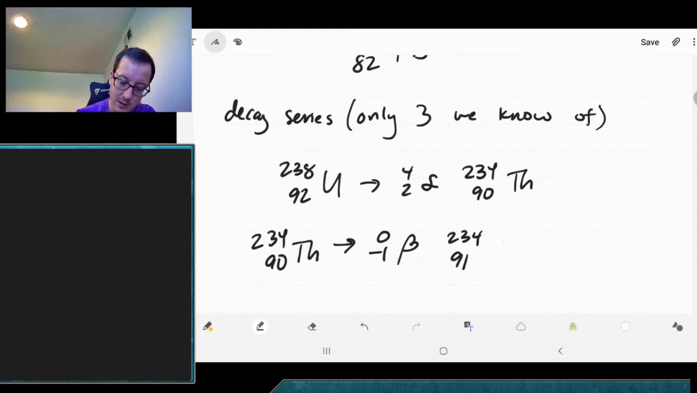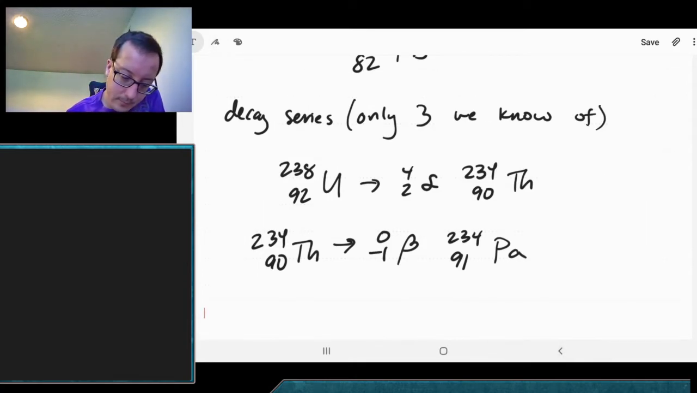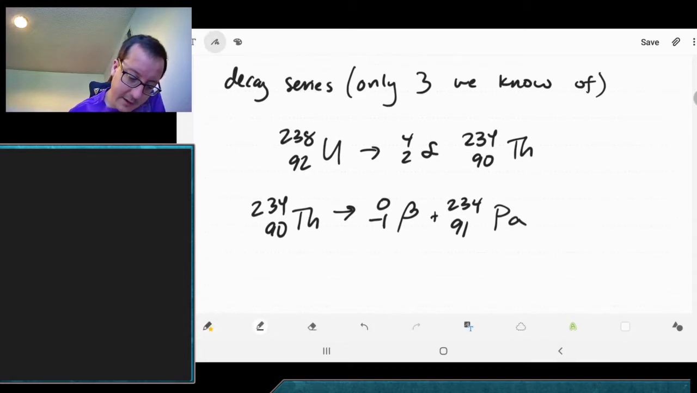What is between thorium and uranium? I don't remember. Pa. What the heck is Pa? Protactinium? I have to look this up because I don't remember what Pa is. Oh, praseodymium, no, that's Pr. Platinum is Pt. Anyways, we have our protactinium there.